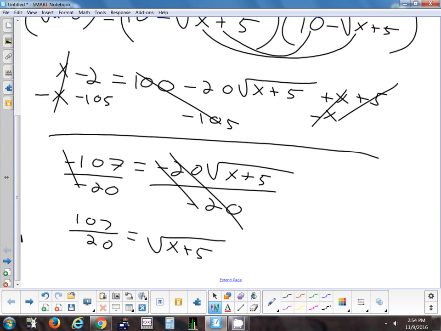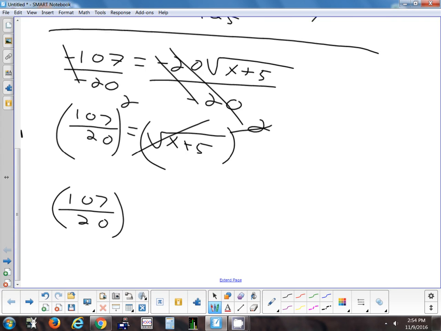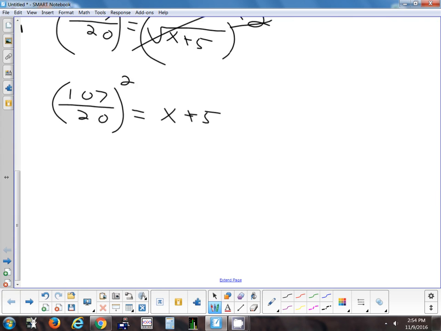What's my second to last step? Yeah, this is now a simple equation with just one root in it. Square both sides. So square and square root cancel. So I get 107 over 20 squared equals x plus 5. So what's my final answer? What would you minus? 107 over 20 squared minus 5 equals x. Yeah, whatever that comes out to.